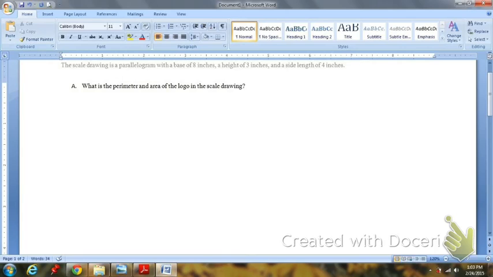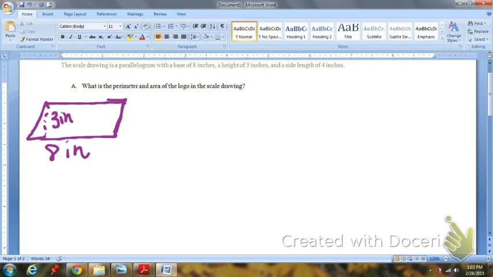It says it's a parallelogram, so let's draw a parallelogram. Okay, it says that the base is 8 inches, so we're going to label our base, and the height is 3 inches. The height is not the side. You want the height to be straight up and down, so I'm going to draw our dotted line right here to represent our height, and that is 3 inches. And then our side length is 4 inches, so we're going to label this side right here.